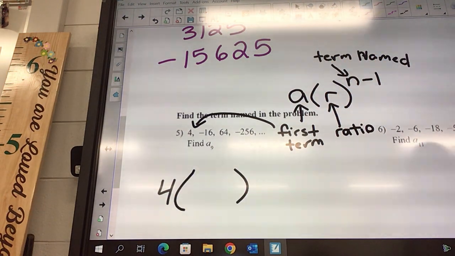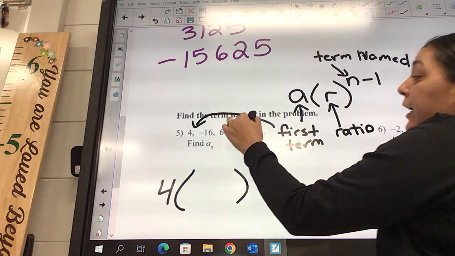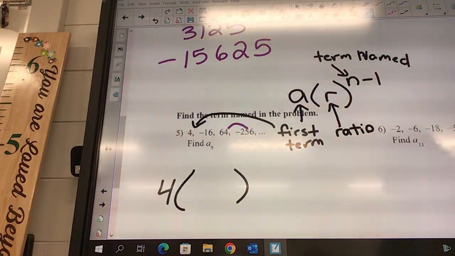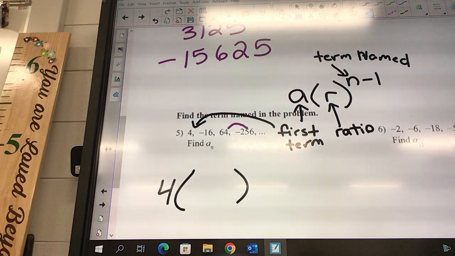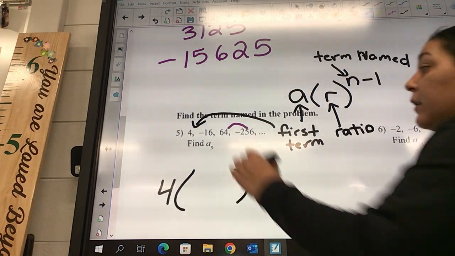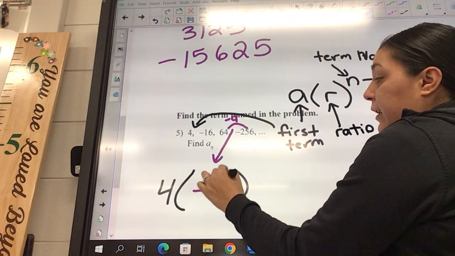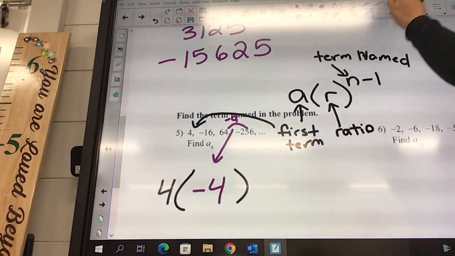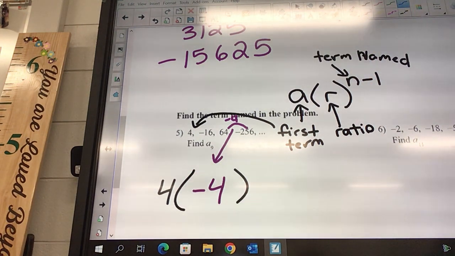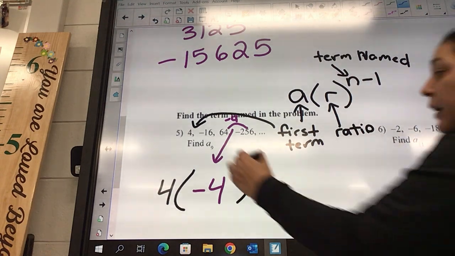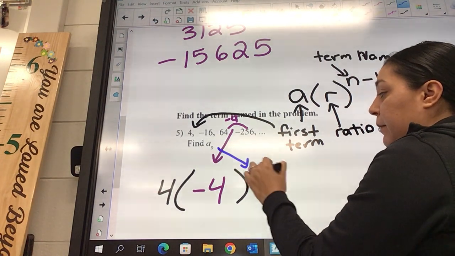Okay, to find our ratio, you're going to do the same. So you're going to say negative 256 divided by 64. Negative 4? Okay, so that's going to go here. So we got negative 4. What is our term named? The 9. So we're going to say 9 minus 1.